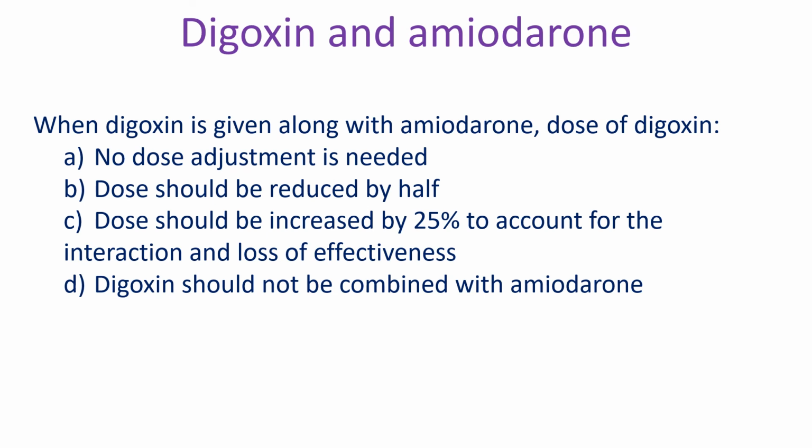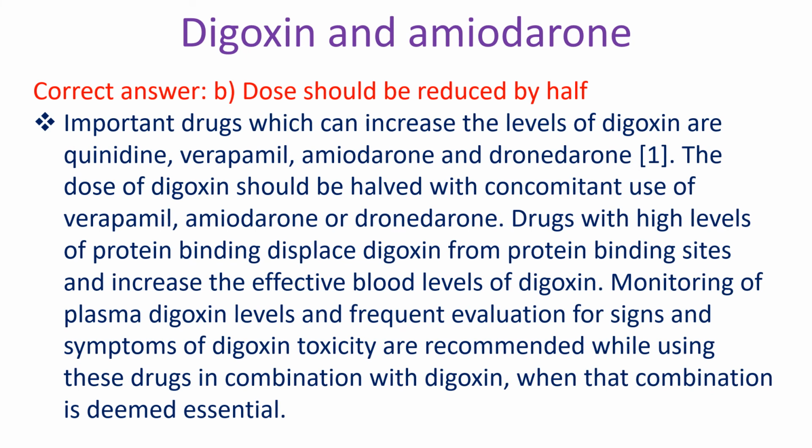When digoxin is given along with amiodarone, dose of digoxin: A. No dose adjustment is needed. B. Dose should be reduced by half. C. Dose should be increased by 25% to account for the interaction and loss of effectiveness. D. Digoxin should not be combined with amiodarone. Correct answer B. Dose should be reduced by half.